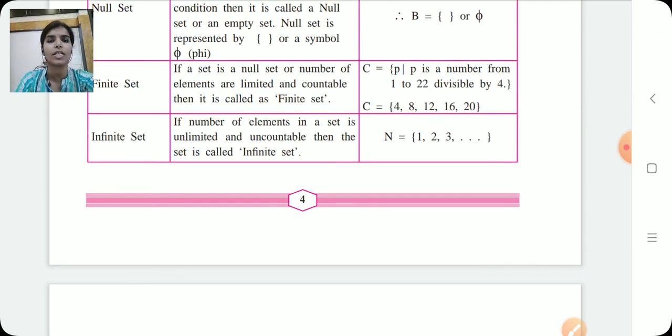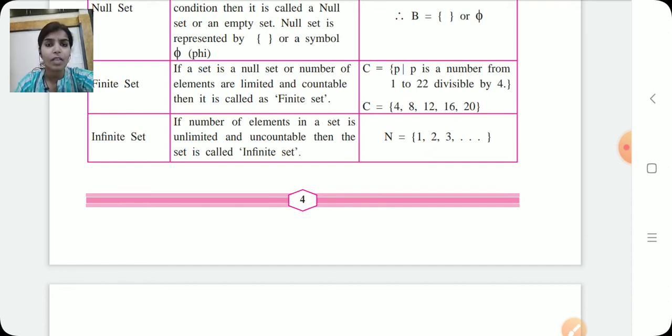Then we want to discuss the infinite set. If the number of elements in a set is unlimited and uncountable, then the set is called an infinite set. We have different types of sets such as the natural number set, whole number set, and integer set. We just write 1, 2, 3, dash dash dash. That means unlimited. We don't know where the end of that set is. So this set we call an infinite set.